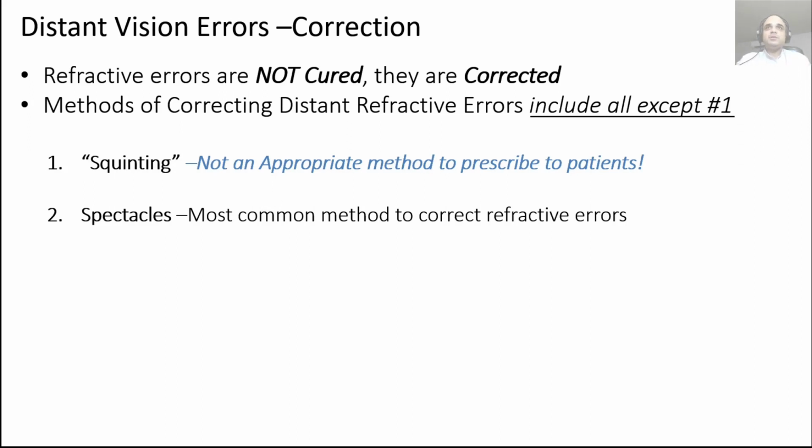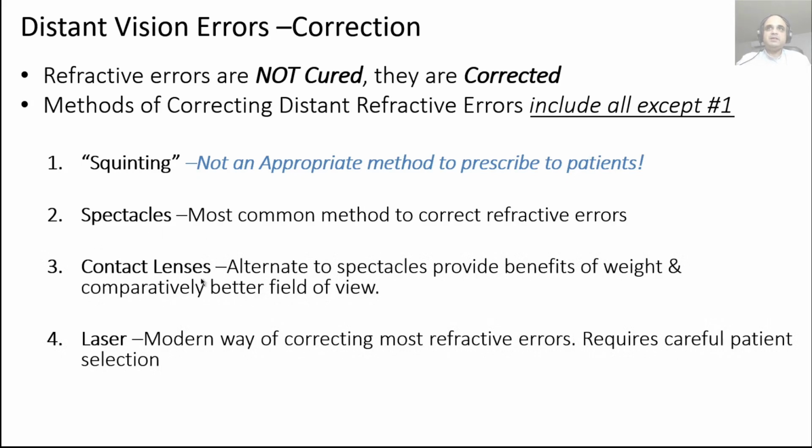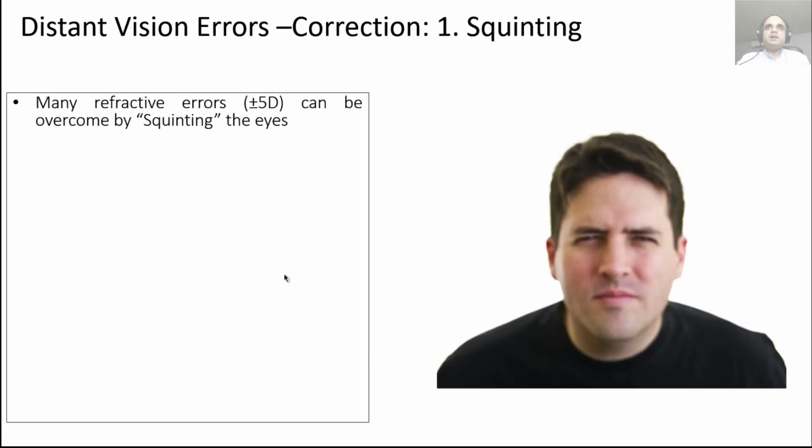Spectacles is the most common method, the safest and the oldest method. You can use contact lenses. Contact lenses are an alternative to spectacles, and the benefit is of weight and comparatively better field of view because they are flush against your cornea. Lasers is a modern way of correcting most refractive errors. Again, you require careful patient selection. We'll just talk about that briefly as well. And we'll start off by talking about squinting.